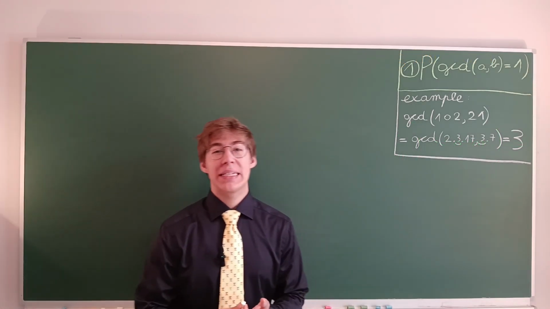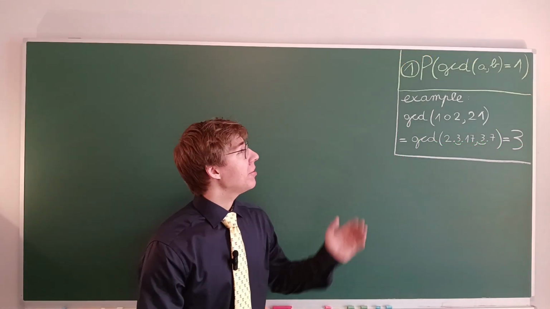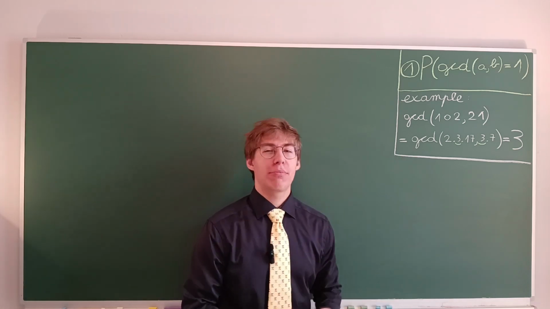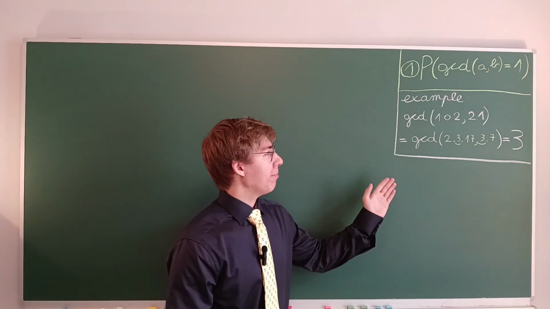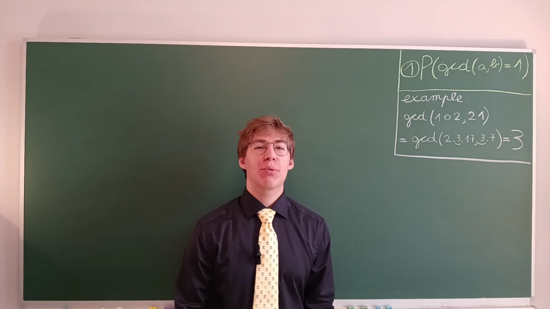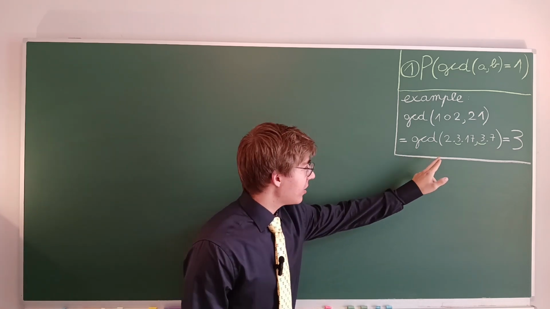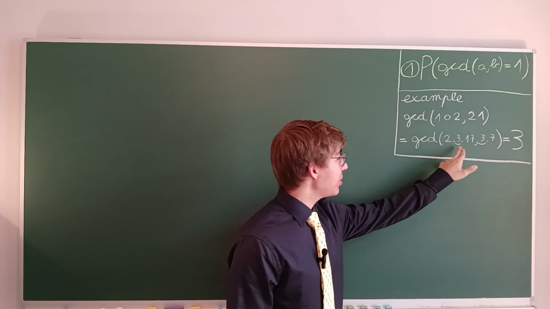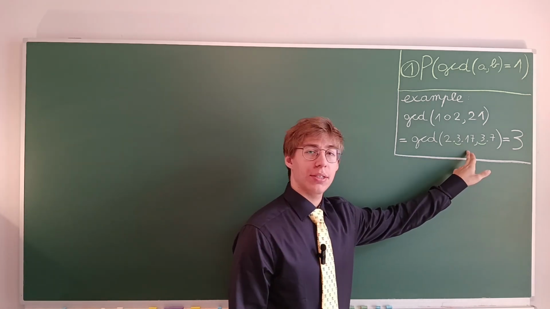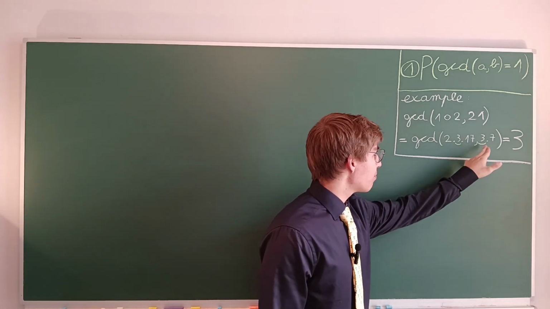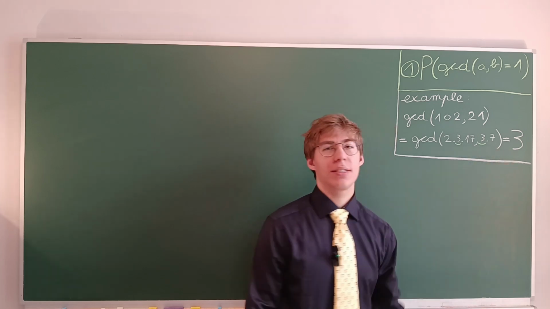The first probability that we will calculate is the probability that two natural numbers, a and b, are coprime. That means the GCD is equal to 1. Let's give a first example. We calculate the GCD by factoring the two numbers into prime factors, and we see which prime factors they have in common, and that is the GCD.